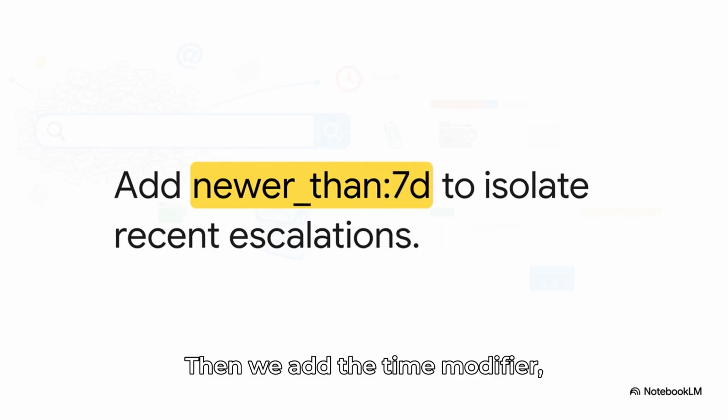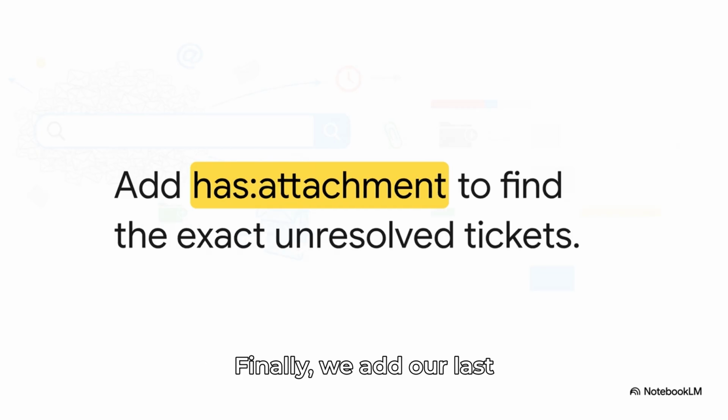Then we add the time modifier, space, newer_than:7d. The 7d obviously stands for 7 days. And just like that, you instantly slice away years of historical client baggage and isolate only the escalations that hit over the past week. Finally, we add our last condition, has:attachment.